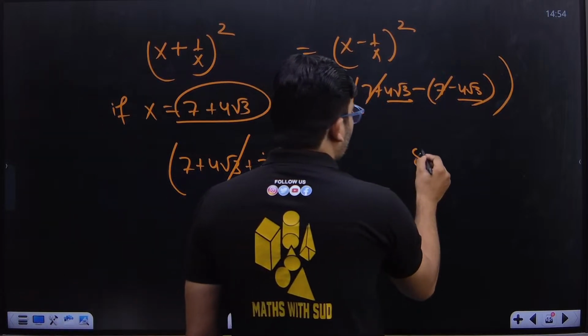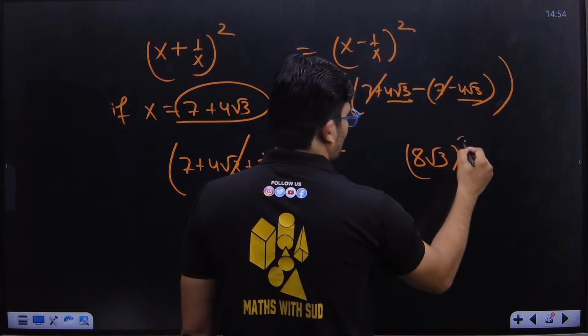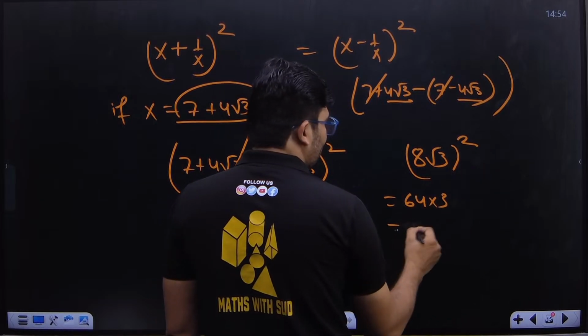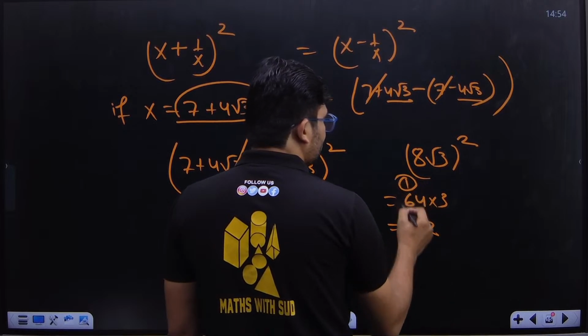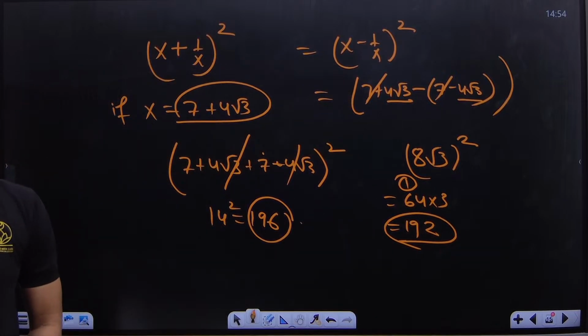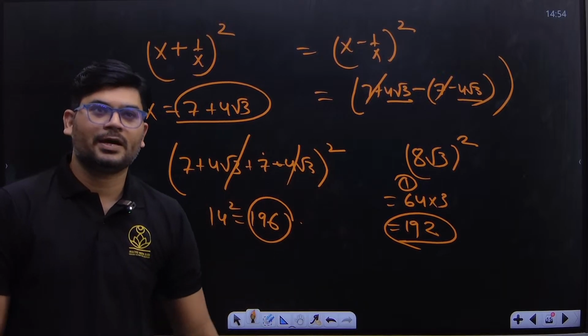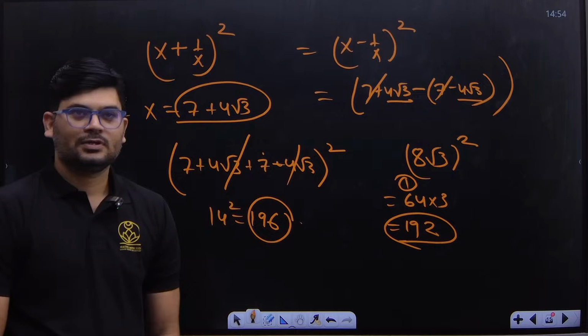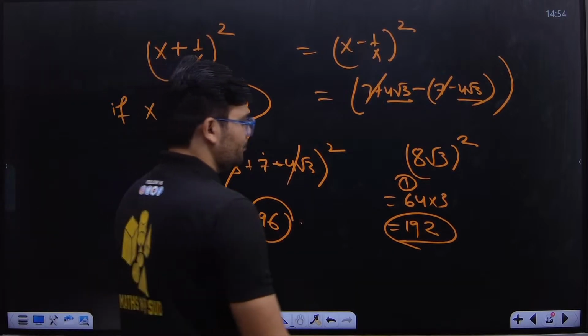So the square of 8√3 will become 8 into 8 is 64, 64 into 3. So that means 3 into 4 is 12, 3 into 6 is 18, 192. This is how the kind of questions that you will get in the irrational part. Are you getting it? Yes, sir. Can I give you some questions now? Okay.